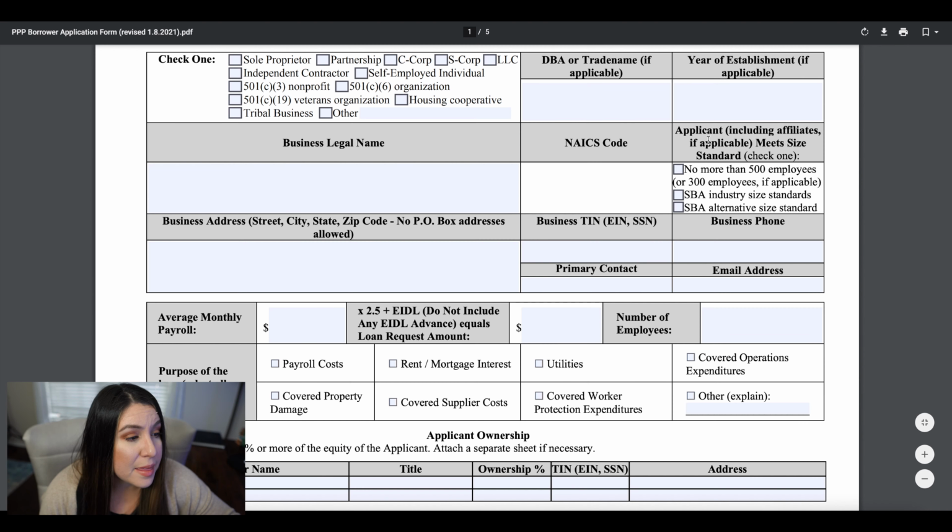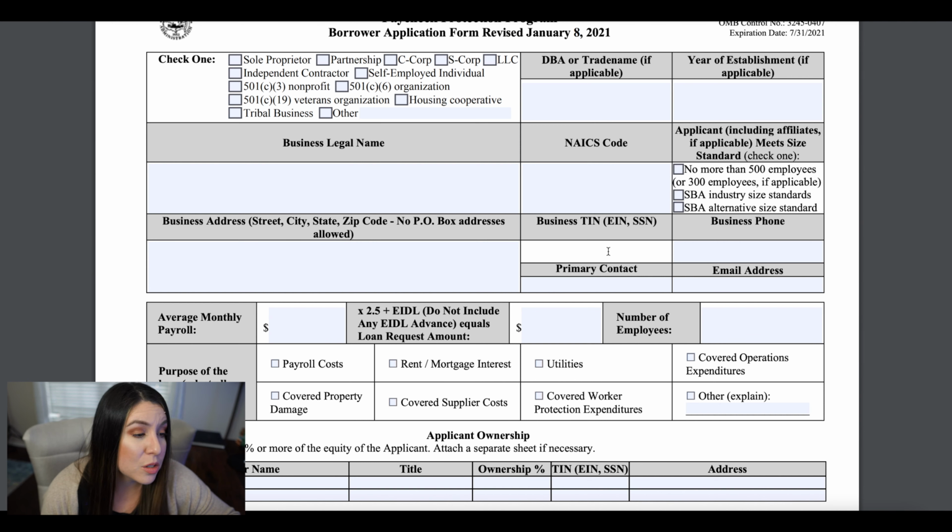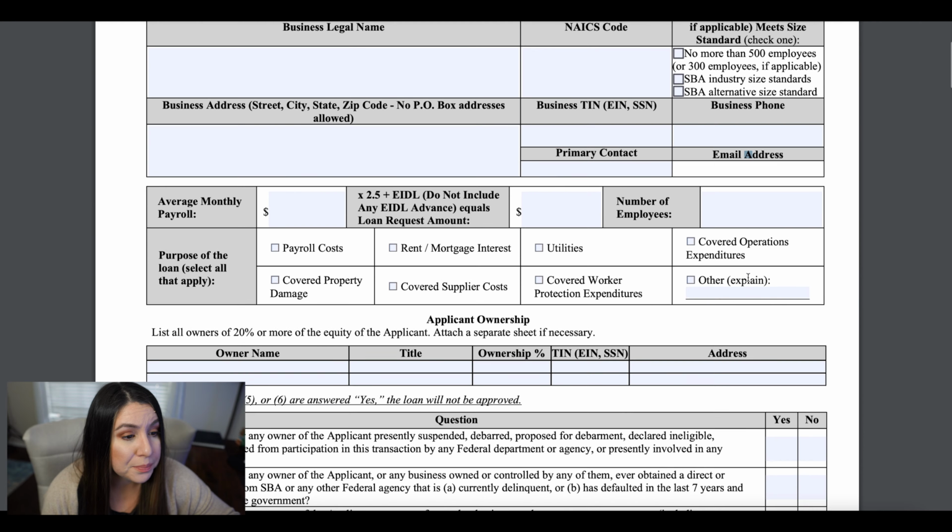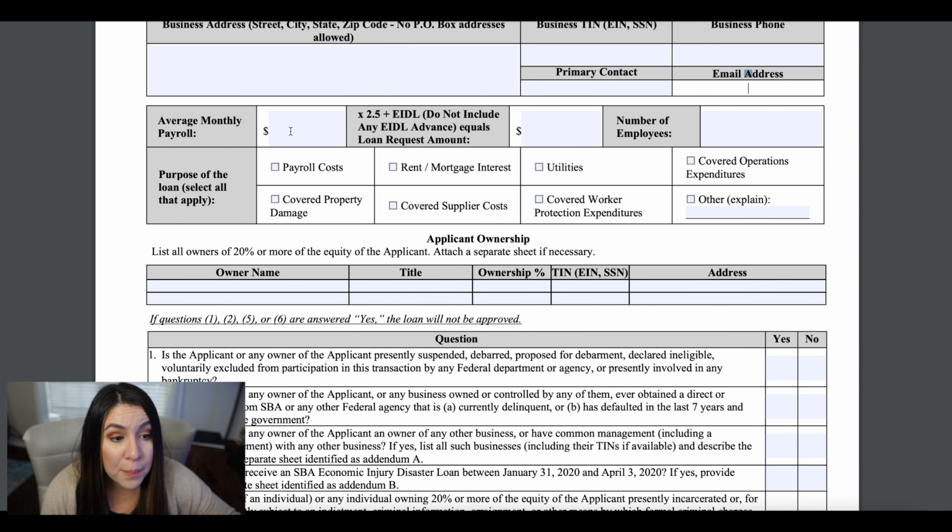All right, and then it says here, applicant, including affiliates, if applicable, meet size standards. You're only gonna check one of these. All right, then you're gonna add your business address, your business TIN number, or EIN, or social security number if you're a sole proprietor or independent contractor, your business phone number, who the primary contact is, and then their email address.